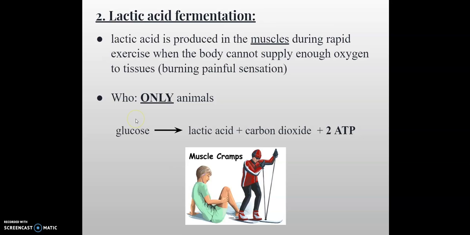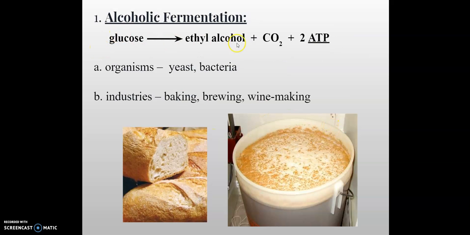This only happens in animals because animals are the only ones who have muscles, right? If it's happening only in our muscle cells, it can only happen in animals. So once again, lactic acid fermentation happens in the cytoplasm, creates lactic acid, which makes our muscles super sore, and 2 ATP. Alcoholic fermentation happens in yeast and bacteria, creates that ethanol or ethyl alcohol as a byproduct, and 2 ATP.